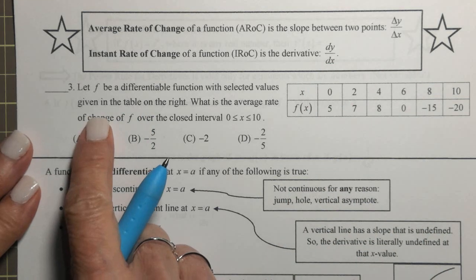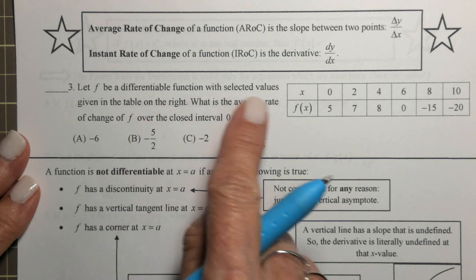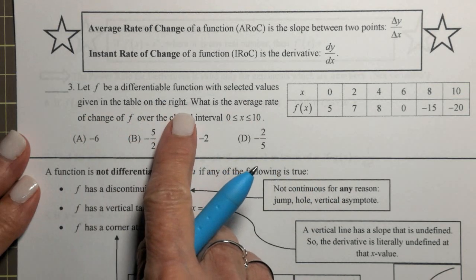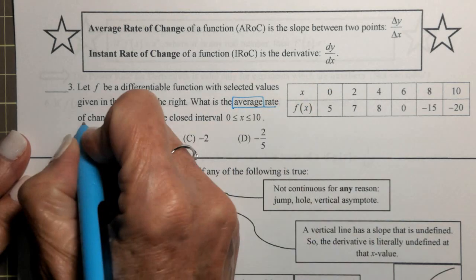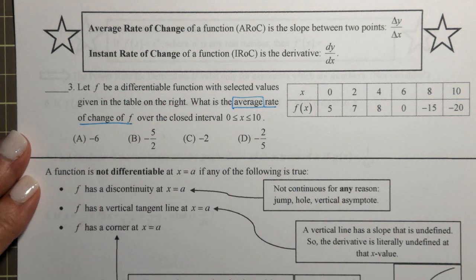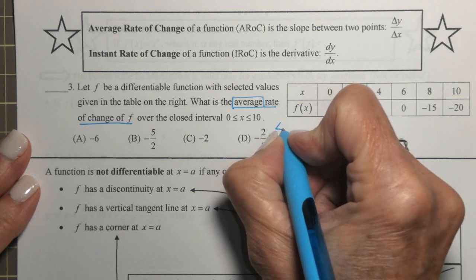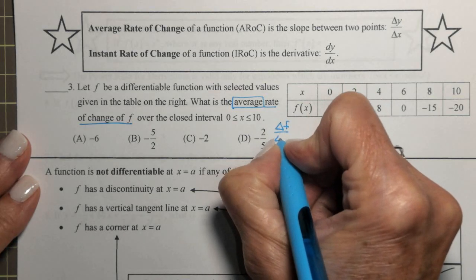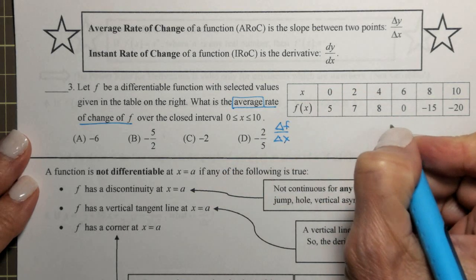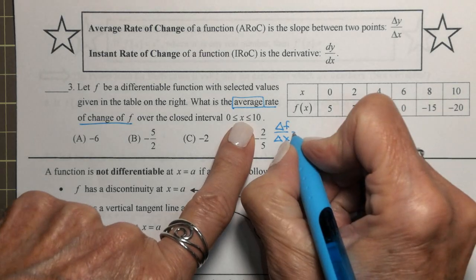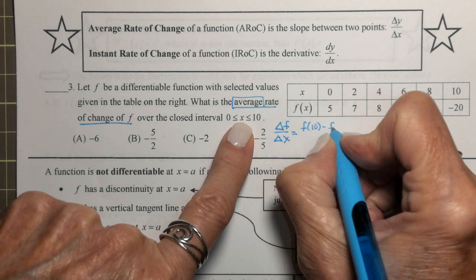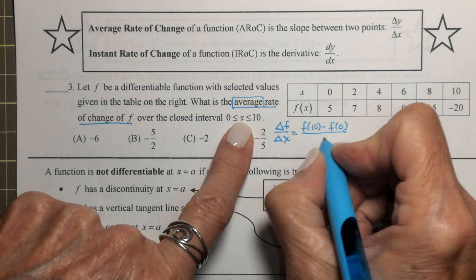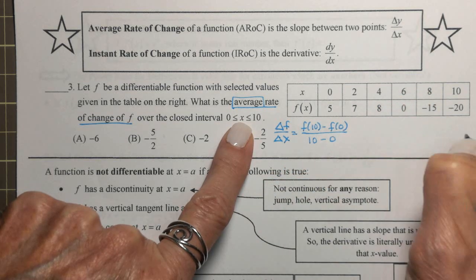Number 3. Let f be a differentiable function with selected values given in the table on the right. What is the average rate of change of f? Average rate of change of f. That is change in f over change in x, on the interval 0 to 10. So f of 10 minus f of 0 over 10 minus 0.